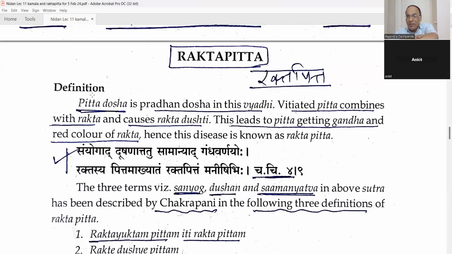ITP, idiopathic thrombocytopenic purpura. Purpura and ecchymosis, big blackish, bluish spots indicating bleeding under the skin with the capillaries. Okay, so this is related with Raktapitta.